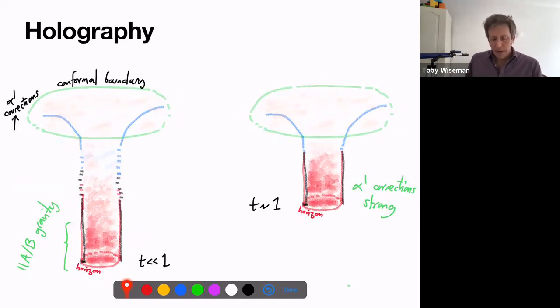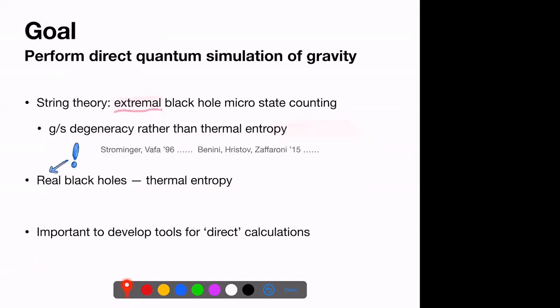So the prediction would be for low temperatures, we should recover this supergravity behavior. But if we increase the temperature, we should see in the super Yang-Mills some sort of alpha prime corrected behavior. Okay. Yeah, that's right. Thank you.